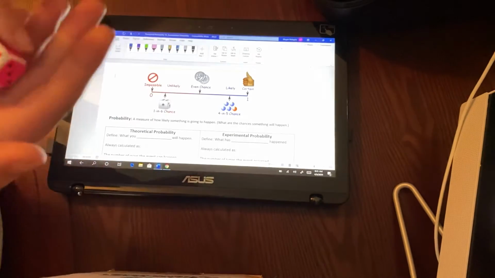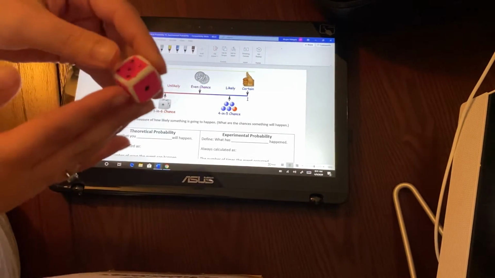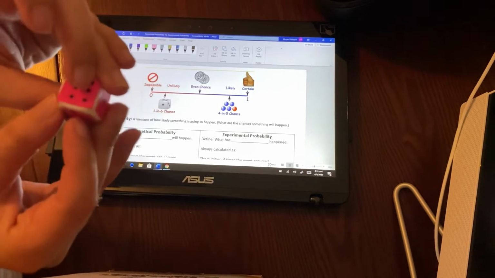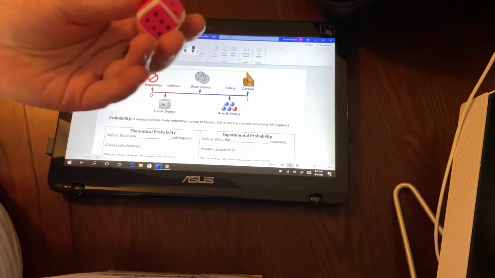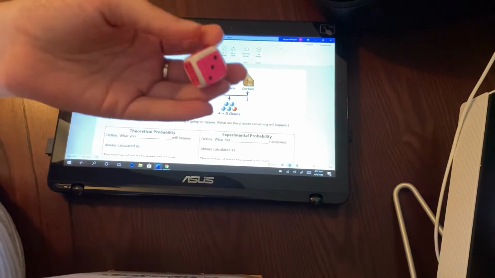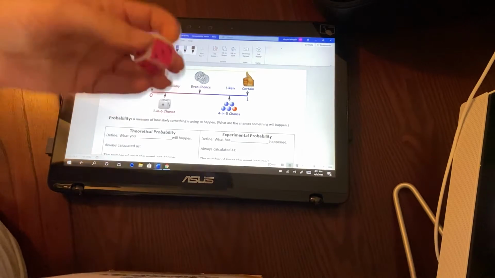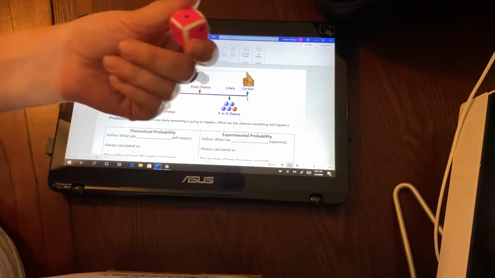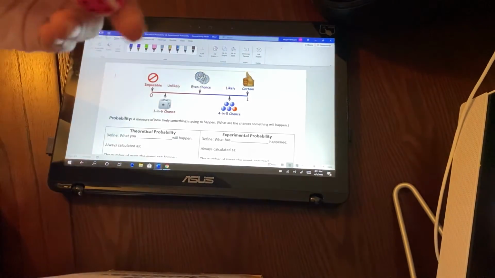If I was to say, what are the chances of rolling an even number? Well, there is 2, 6, and 4. Those are all even numbers. There's 3 even numbers out of 6. And we know 3 out of 6 is the same as 1/2. So there's an even chance. There's an equally likely chance that I'm going to roll an even number as I'm going to roll an odd number.